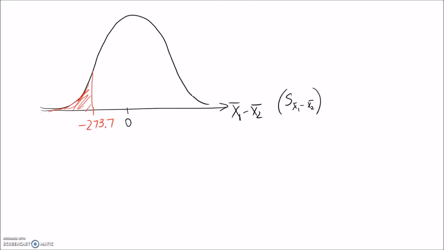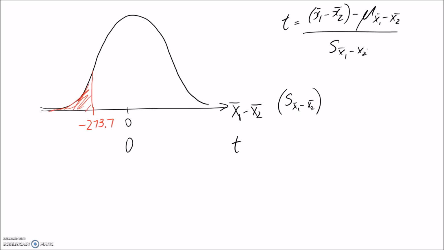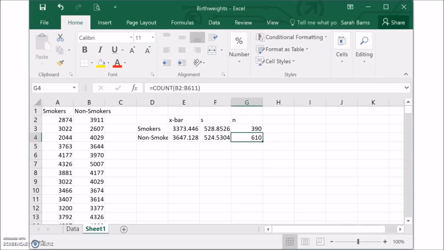Alright, so to get this out, what we need to do is convert it from this variable into being t. And we know that when we do that conversion, the 0 is going to go to 0, and this value is going to get converted using our equation where t equals x1 bar minus x2 bar minus the mean over the standard deviation. Now I'm actually going to get Excel to do this calculation for us, really just because I can't be bothered going through and finding this standard deviation on the bottom line manually. Alright, so let's go and find it in Excel.